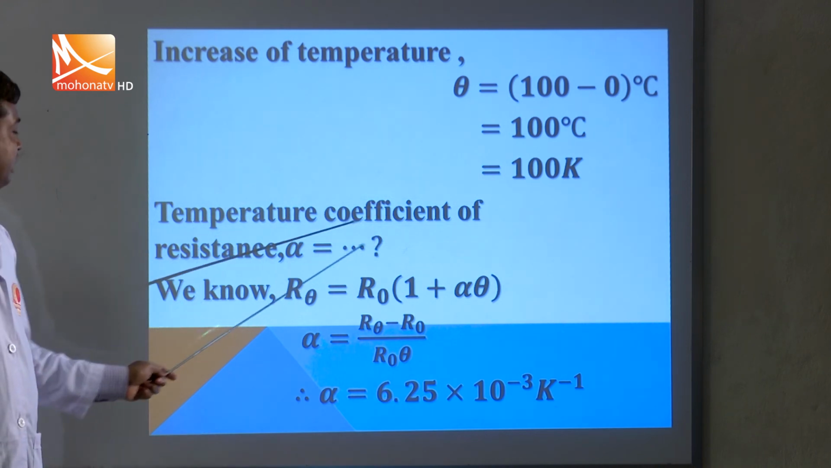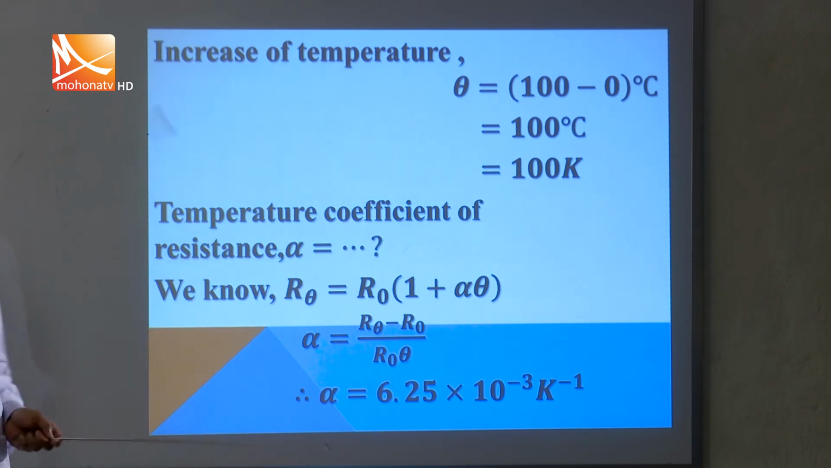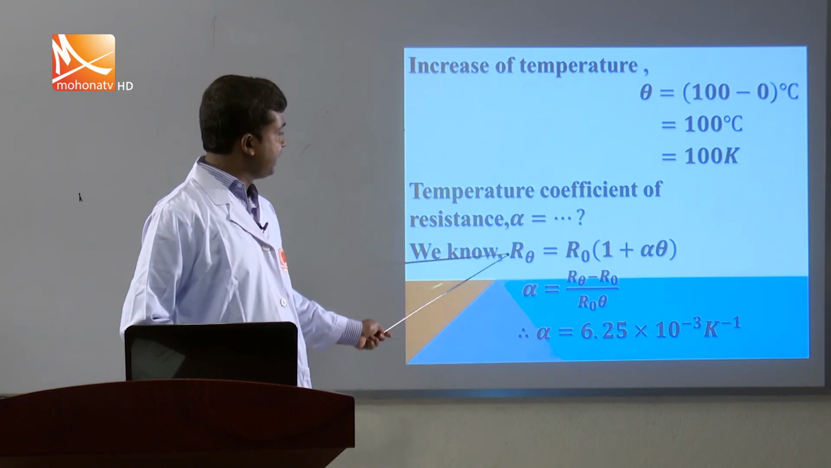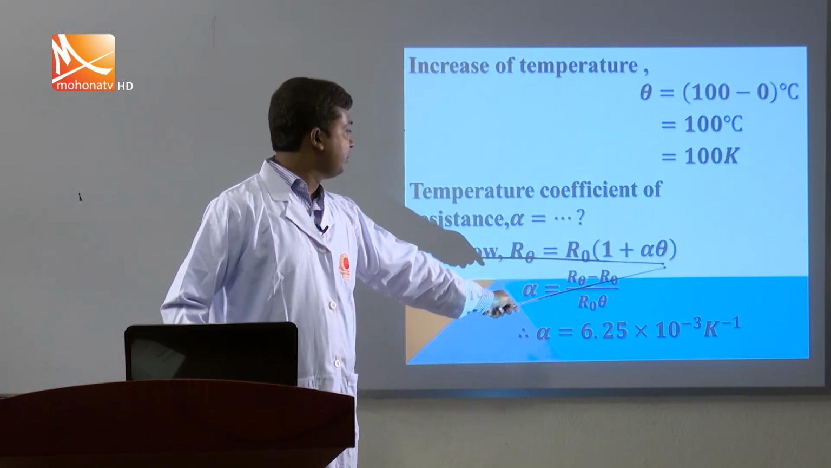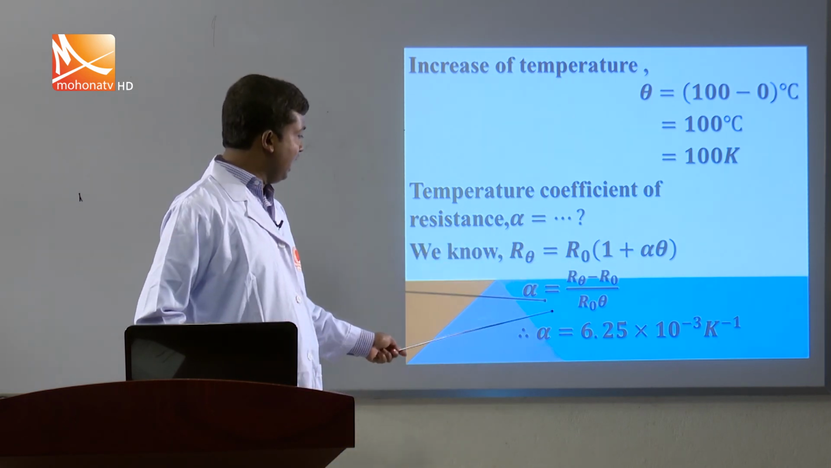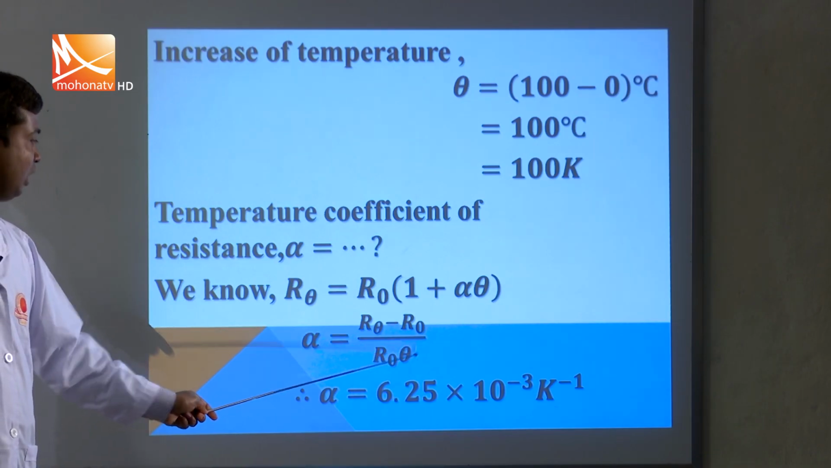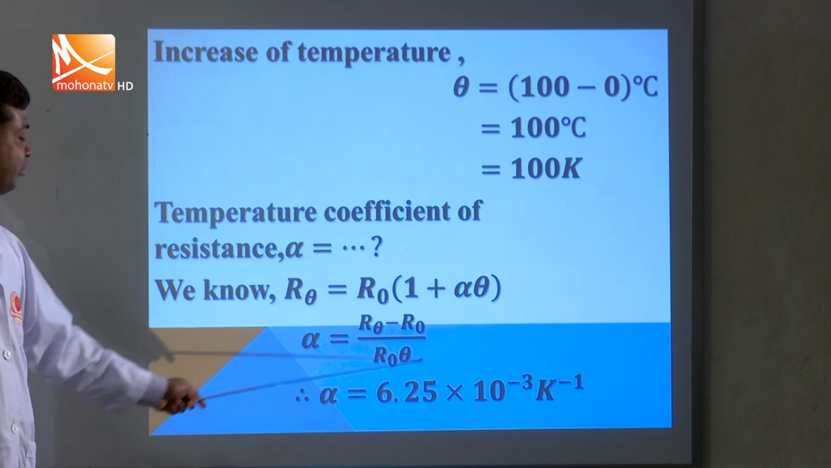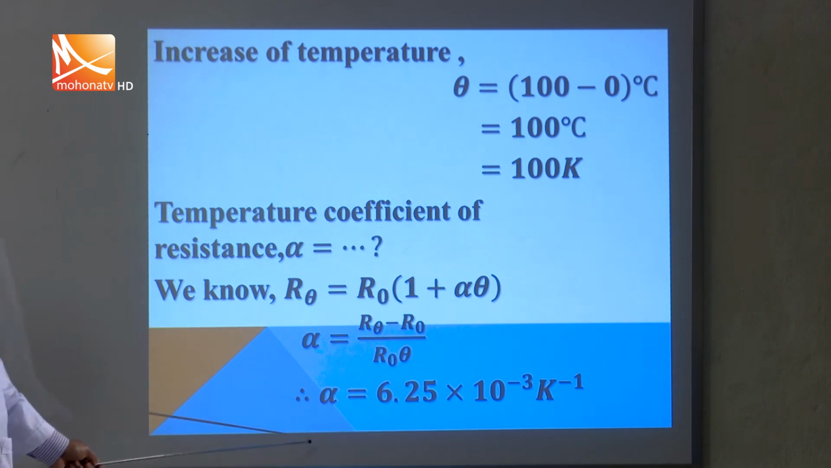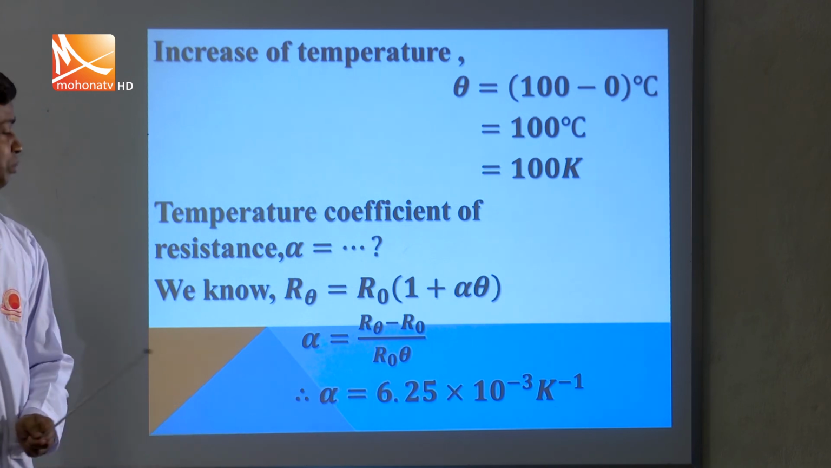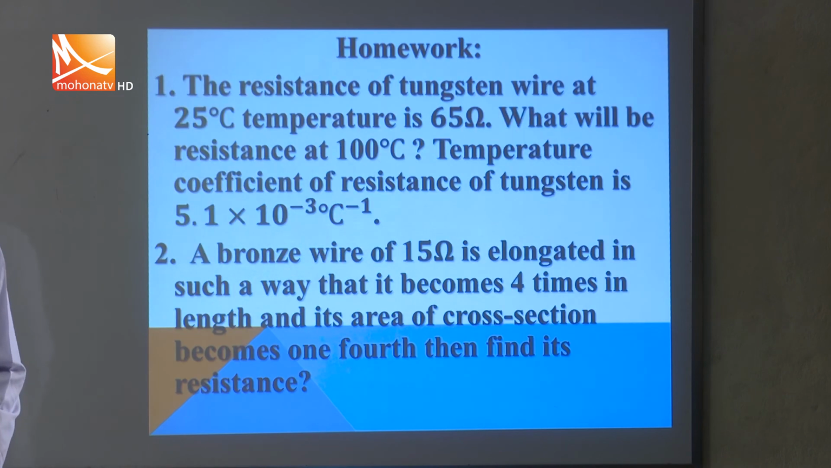Now, you have to calculate the temperature coefficient of resistivity, that is alpha. By using the formula that we have learned, R theta equals R naught times (1 plus alpha theta). By rearranging this, alpha equals (R theta minus R naught) divided by (R naught times theta). Putting in the values of all these variables, you will get 6.25 times 10 to the power minus 3 per Kelvin. So, this is the temperature coefficient of resistance.